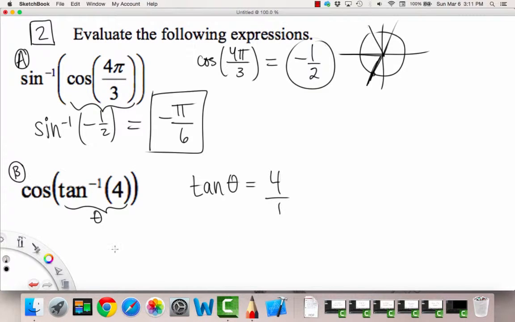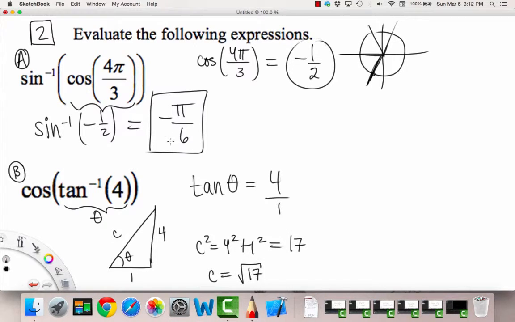So what we can do here is just draw a triangle. We'll construct one here. Let's say this is our angle, and tangent is opposite over adjacent, so that'd be 4 over 1. Okay, and we can figure out this other side here by just using the Pythagorean theorem. So c squared is equal to 4 squared plus 1 squared, which is equal to 16 plus 1, which is 17. So c is equal to radical 17. Okay, so c is equal to radical 17 there.